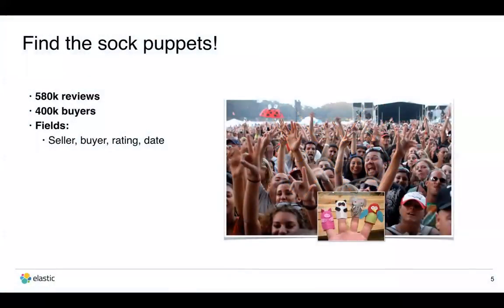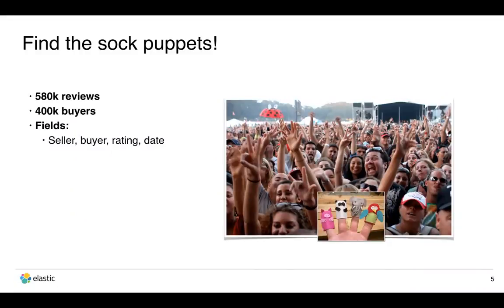So the common term for these things is sock puppets. What we're finding is that there are 580,000 reviews in this, so you're just over 500,000 reviews from 400,000 different buyers. That's a lot of different people giving feedback. And the fields are basically the seller they're giving the feedback to, who they are, the buyer ID, the rating, so 1 to 5 stars, and the date and time of when they actually gave that feedback.